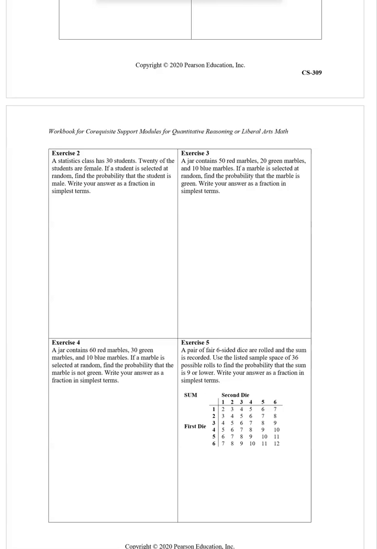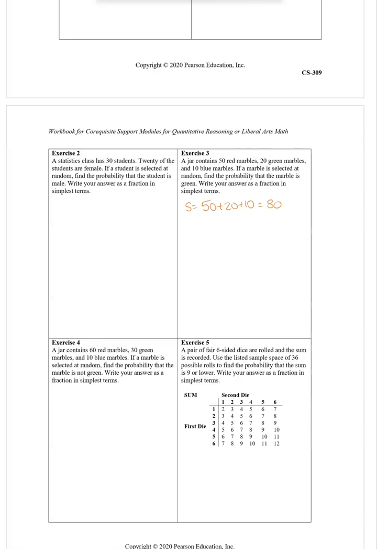So it says a jar contains 50 red marbles, 20 green marbles, and 10 blue marbles. If a marble is selected at random, find the probability that the marble is green. Okay, so here it goes. So what we do to find N of S, let's add all of our marbles, right? Let's put all of our marbles in one basket. So our sample space is going to be 50 plus 20 plus 10. So that's going to give us N of S is 80.